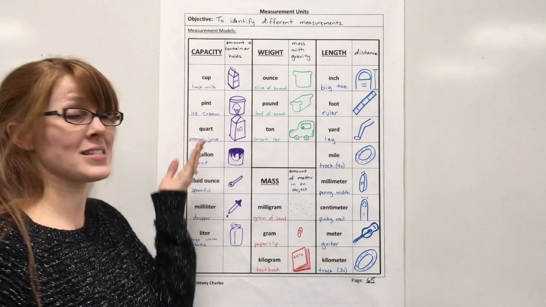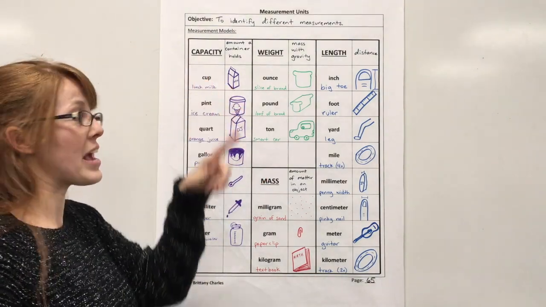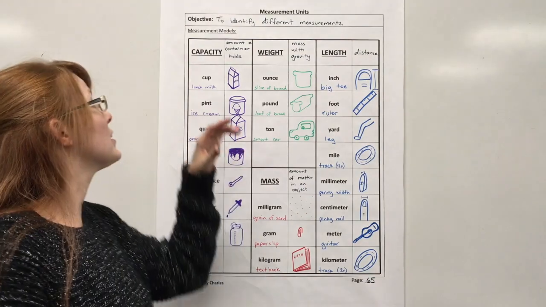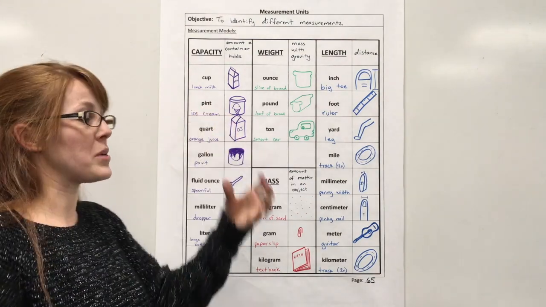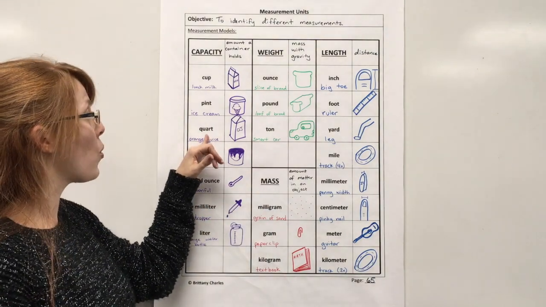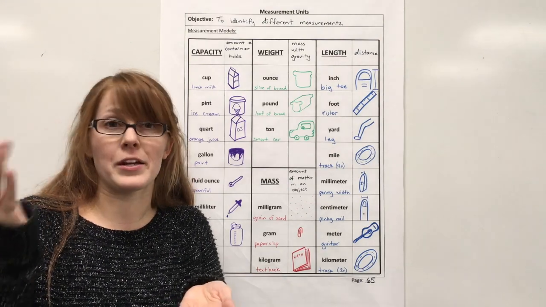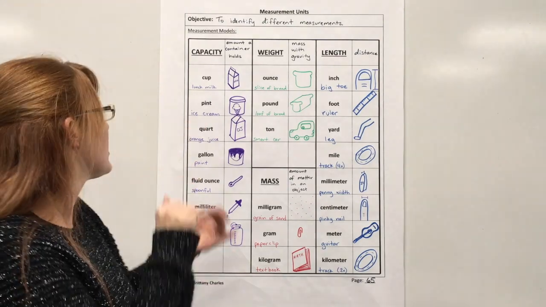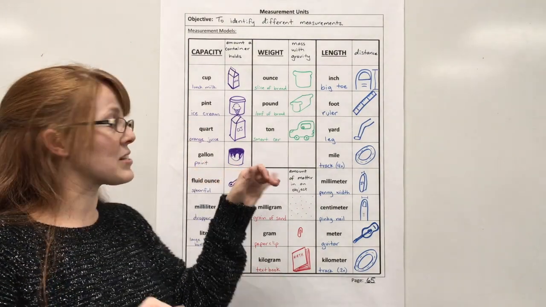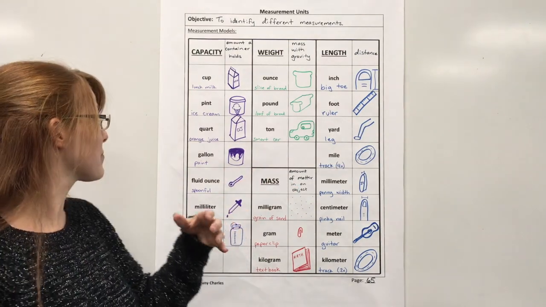Some of the capacity measurements that we have are cup, and this would be like a small lunch milk, a pint, and this would be like one of those personal size ice creams, a quart, and this would be like one of the tall containers, like let's say Tropicana orange juice, and then paint would be a gallon, so think of a large container of paint.